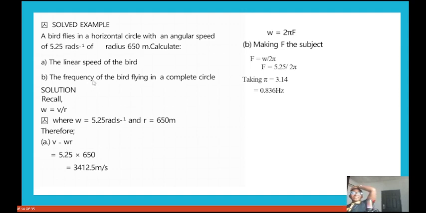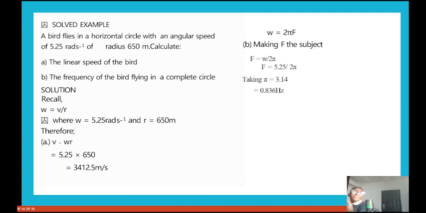So the next question asks for the frequency of the bird flying in a complete circle. You already know that omega, which is the angular speed, is also 2 pi f. 2 pi because of the angle, don't forget that. So if you make f the subject of formula, it's going to be omega divided by 2 pi, and that's 5.25 divided by 2 pi. Your pi is 3.14. Then if you do the division, you're going to get the frequency of the bird. When you say something is frequent, you say, you always come into my house so frequently. What does that mean? You come regularly. So frequency is how often something occurs.